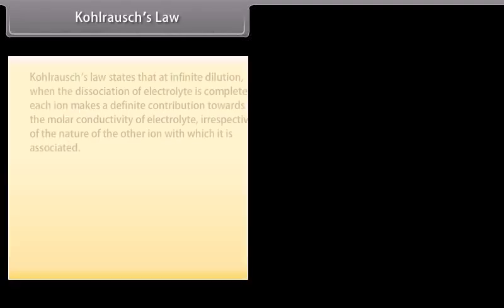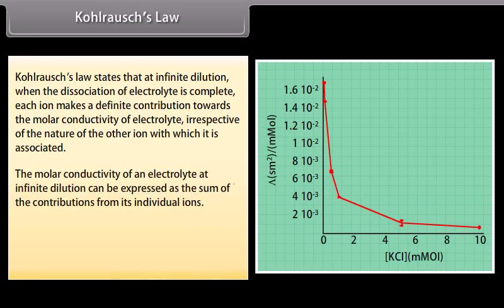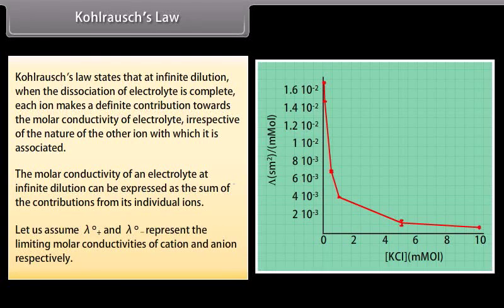Kohlrausch's law. Kohlrausch's law states that at infinite dilution, when the dissociation of electrolyte is complete, each ion makes a definite contribution towards the molar conductivity of the electrolyte, irrespective of the nature of the other ion with which it is associated. The molar conductivity of an electrolyte at infinite dilution can be expressed as the sum of the contributions from the individual ions. Let us assume λ°+ and λ°- represent the limiting molar conductivities of cation and anion respectively.